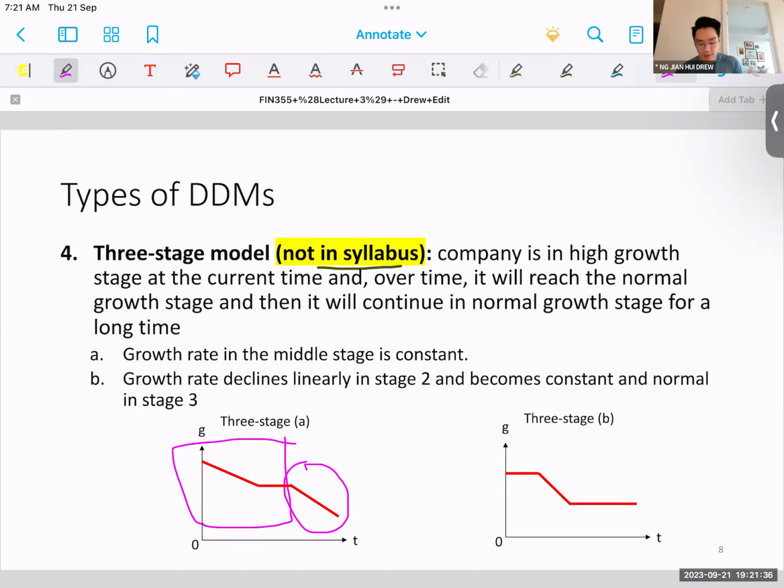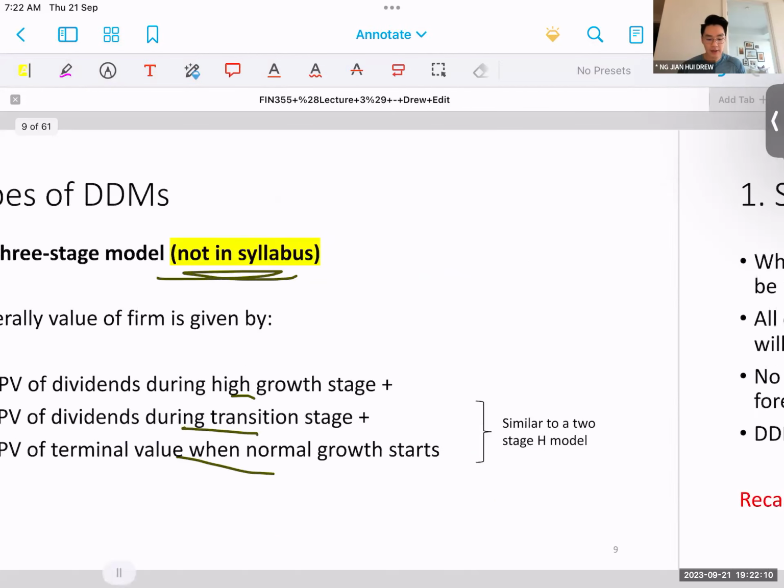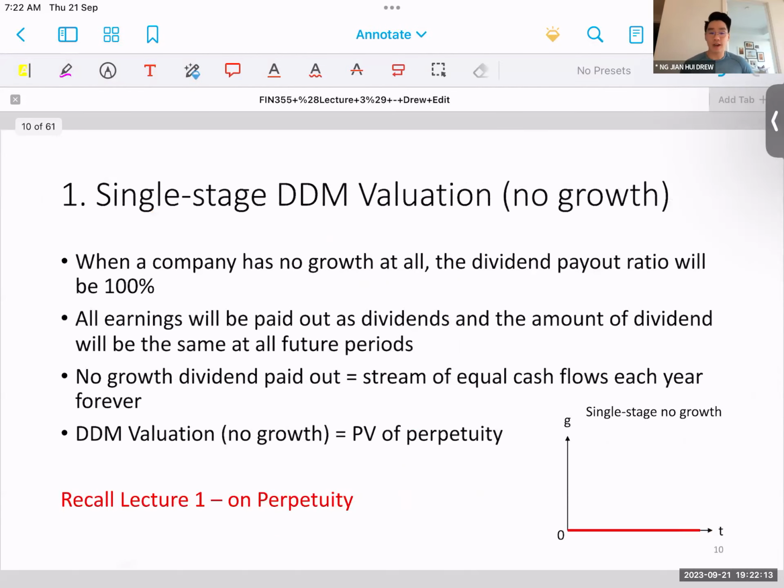Another way to see this kind of three-stage is that you see this as a sum of PVs, like what we talked about earlier, right? And then plus a two-stage H formula, right? So this is just for you to understand the three-stage. Okay, let's go into detail of each type of DDM valuation now.